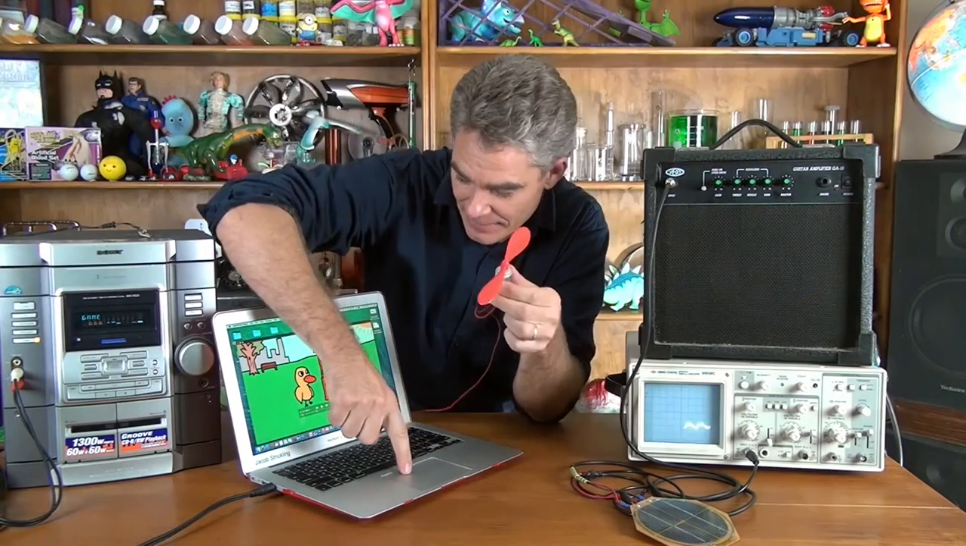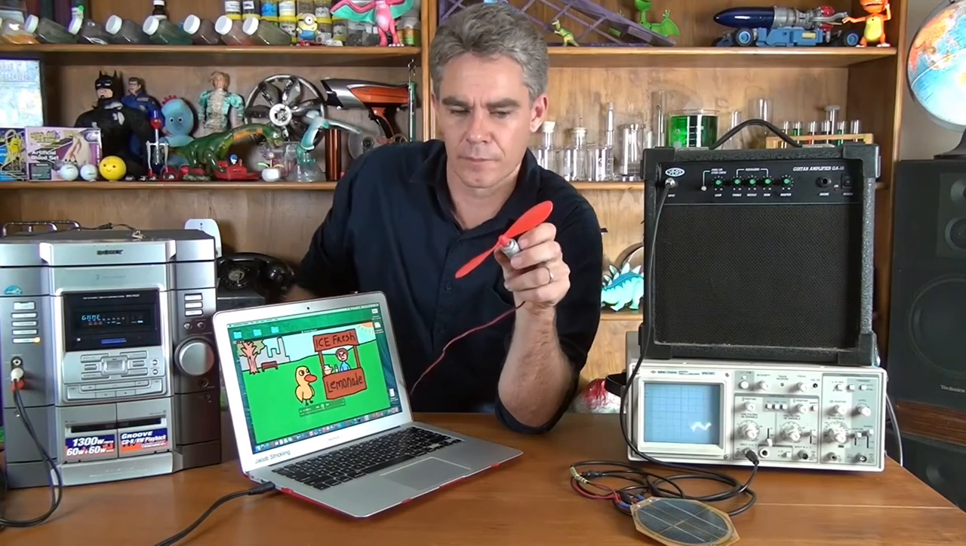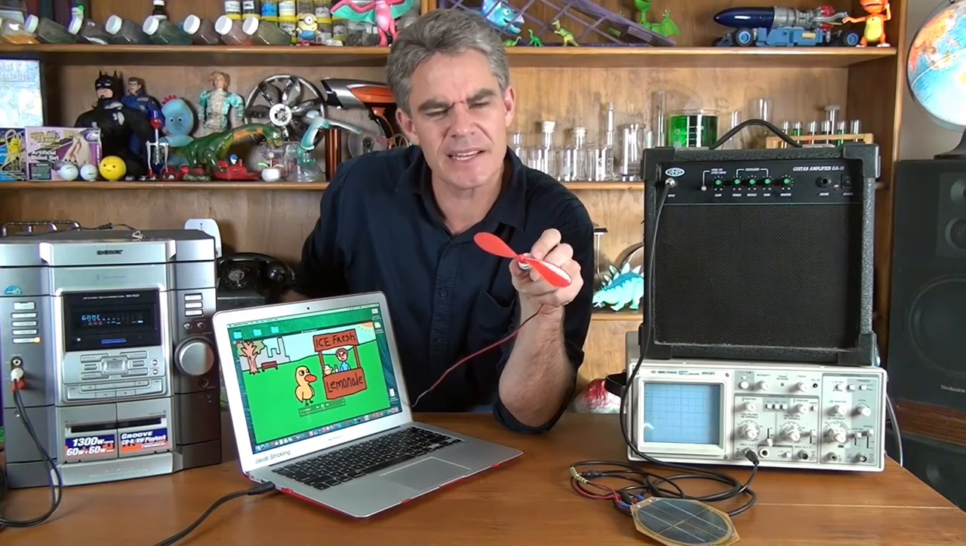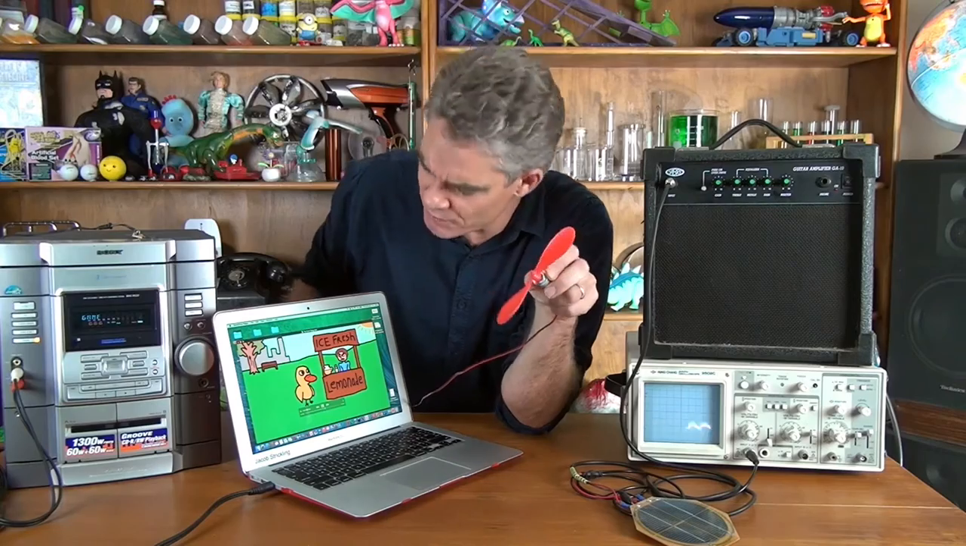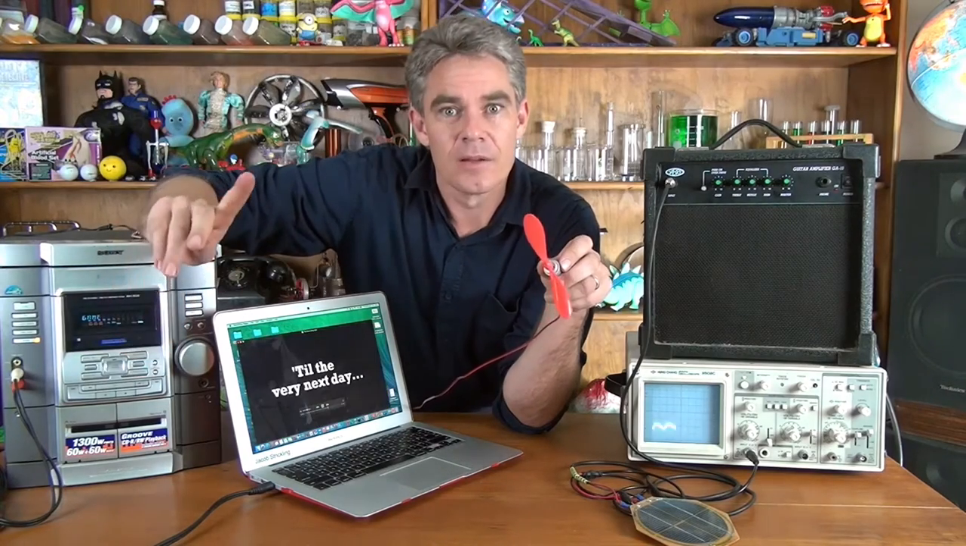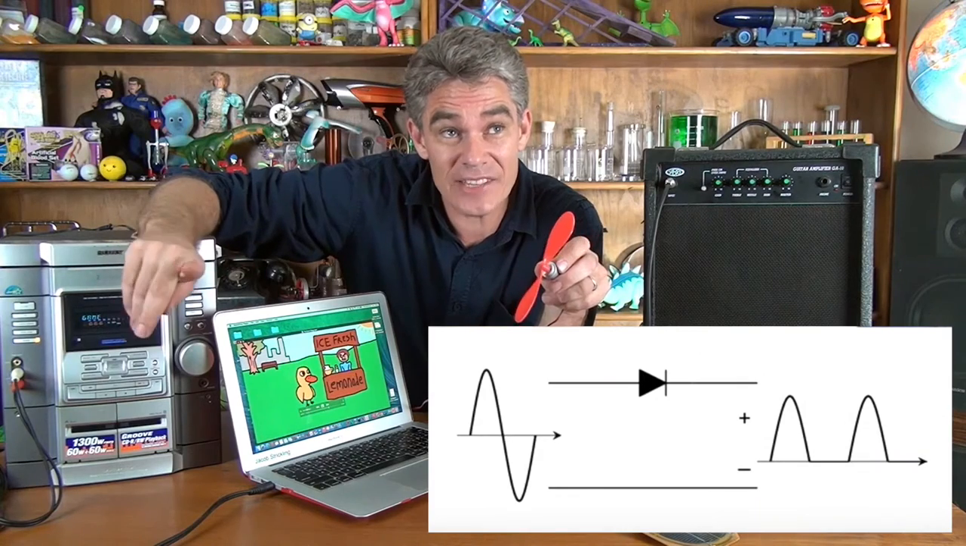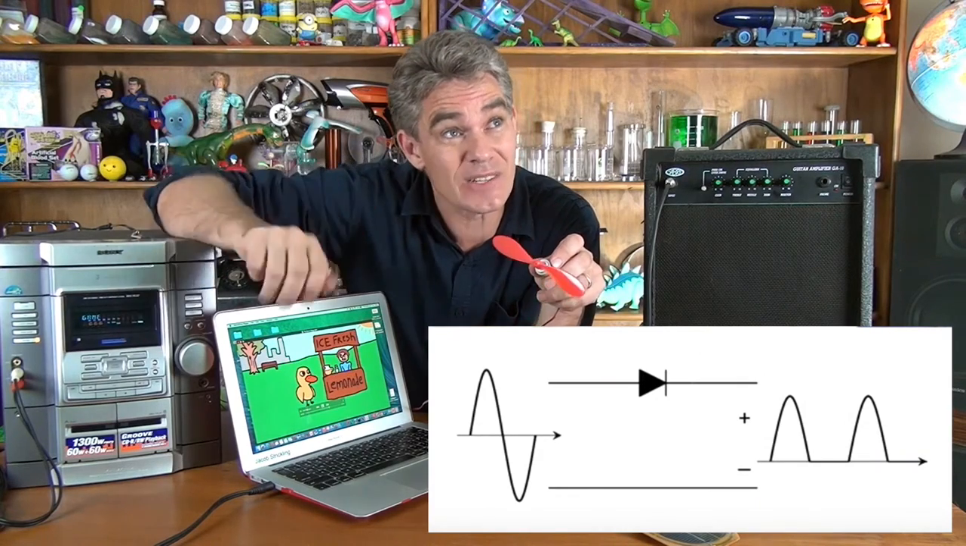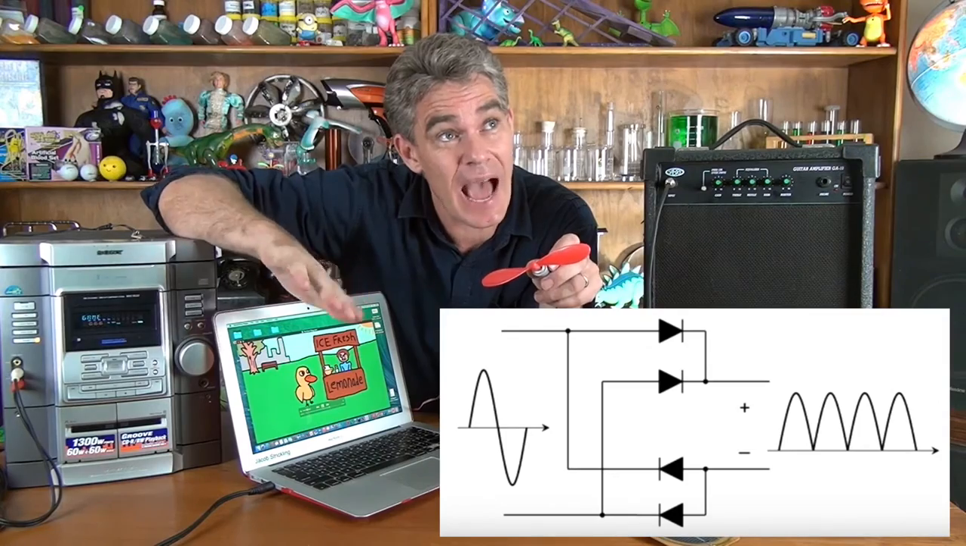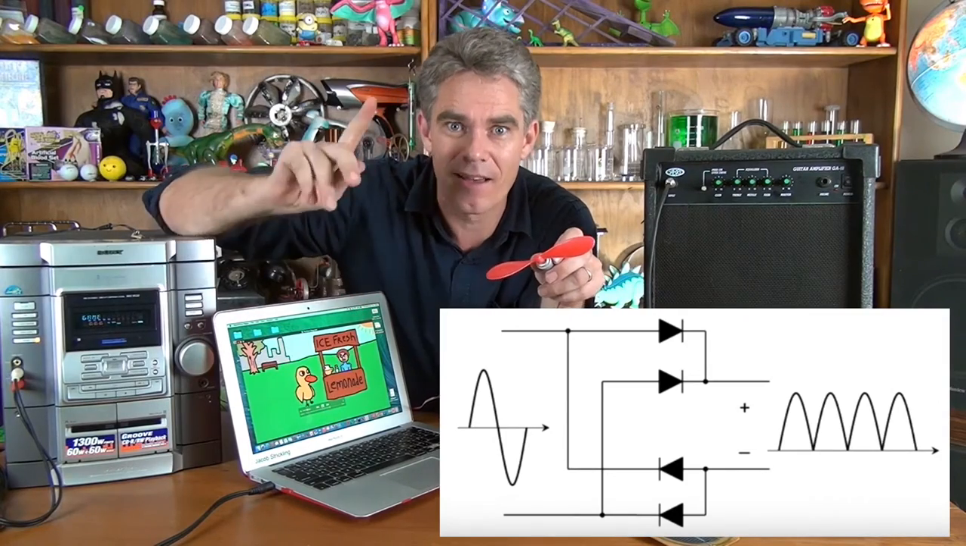Press play again. Okay. I'm getting a little bit of movement, but not much. Bit disappointed by that. Because one diode just cuts all the negative electricity out. What I need to do is flip the negative side up onto the positive side. I know how to do it.